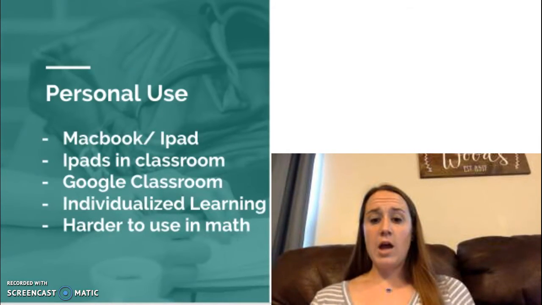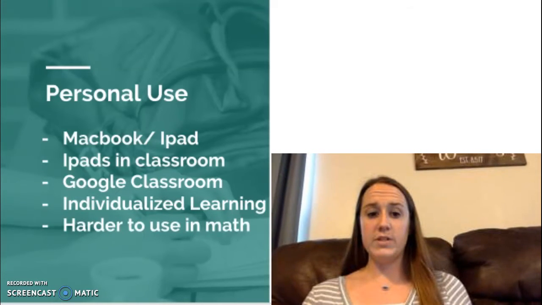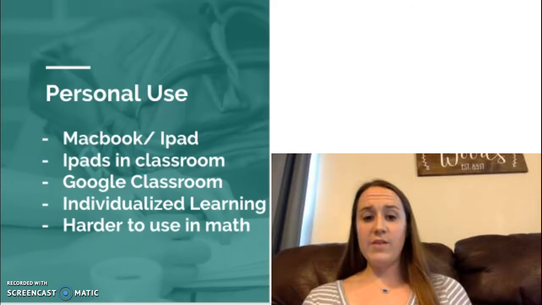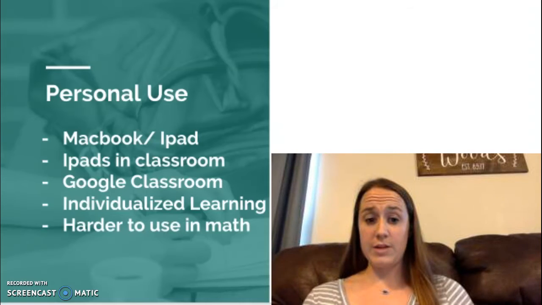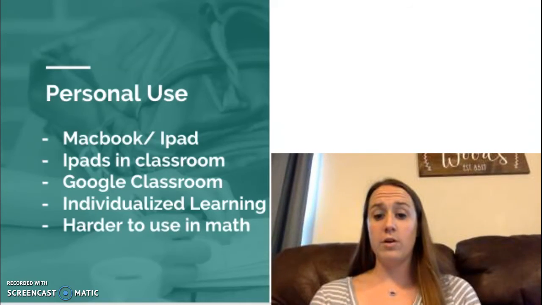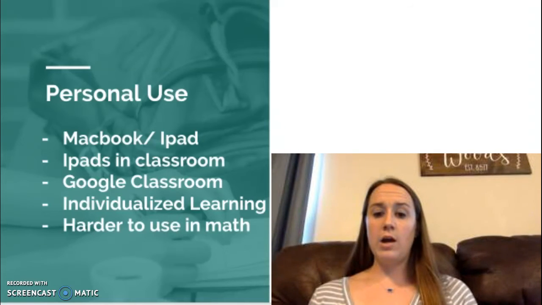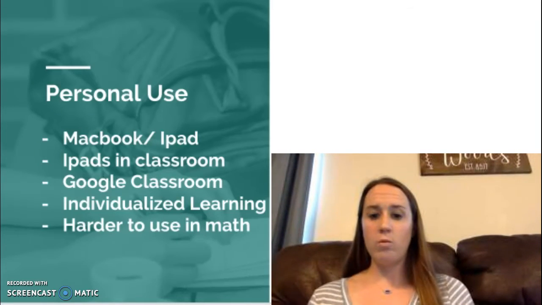Personal use. I have a MacBook and an iPad that the school provided. They provide all of the teachers with these for use. I have a set of iPads in my classroom, and all of the classrooms in our middle school have either an iPad set or Chromebooks for use. Our elementary school and high school don't have that necessarily for every classroom, so we're not quite one-to-one across the district.